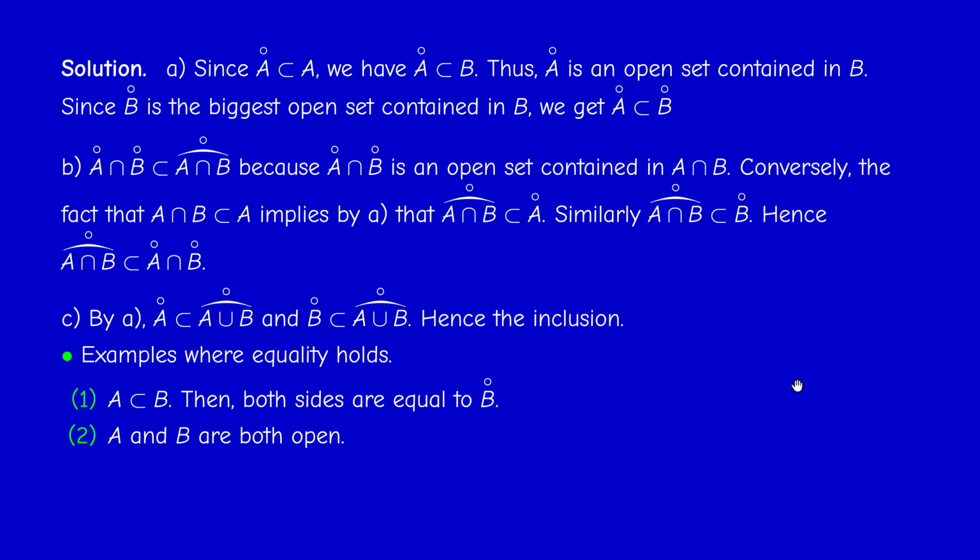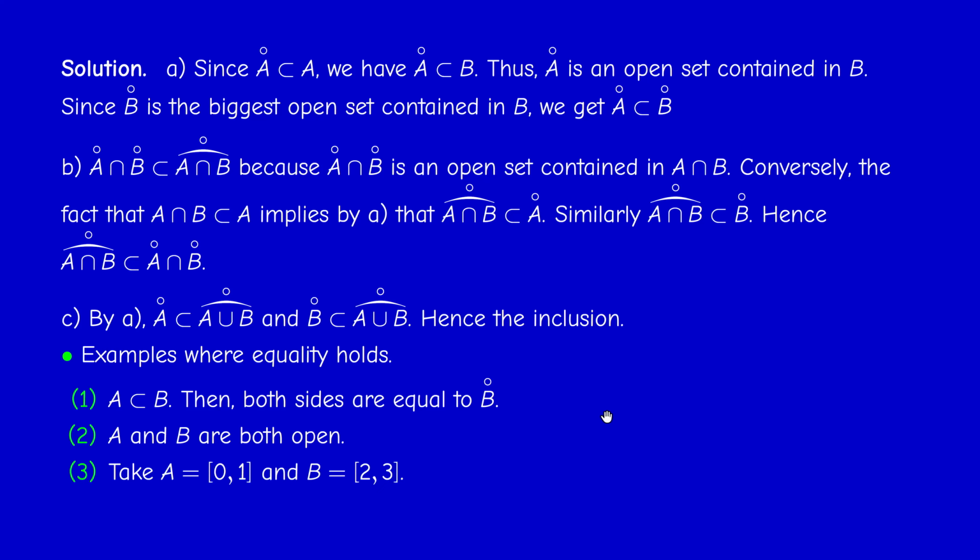And another trivial case is when both A and B are open. If both are open, then the two sides are equal to just A union B, because A circle is equal to A if A is open, and B circle is equal to B if B is open. And since A union B is open as well, as a union of open sets, it's equal to its interior. So you can always find trivial examples.